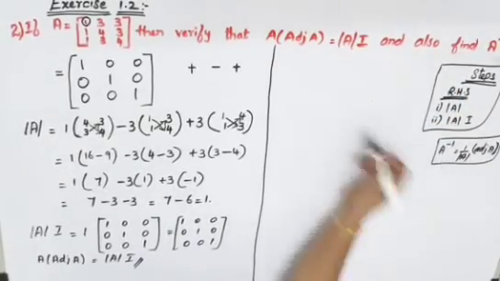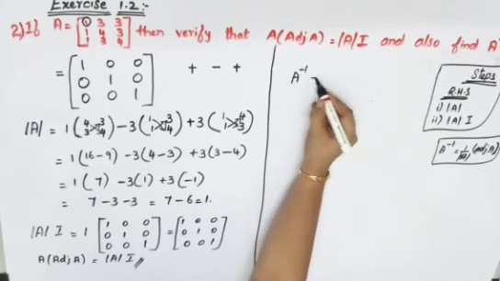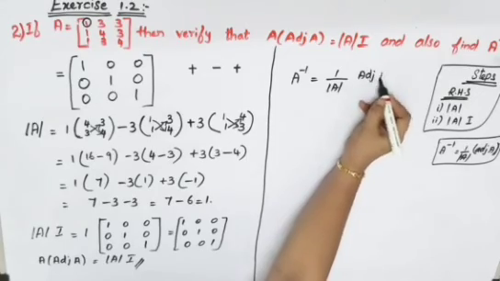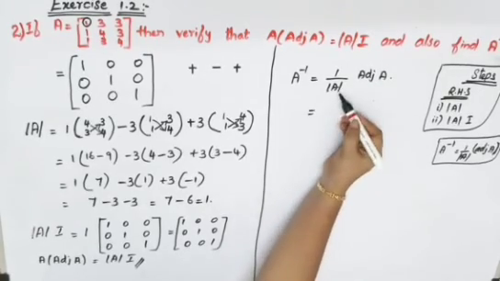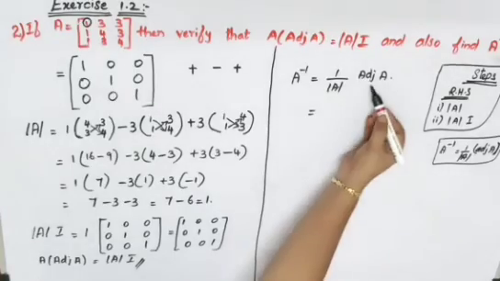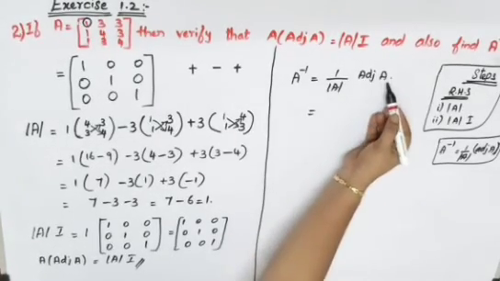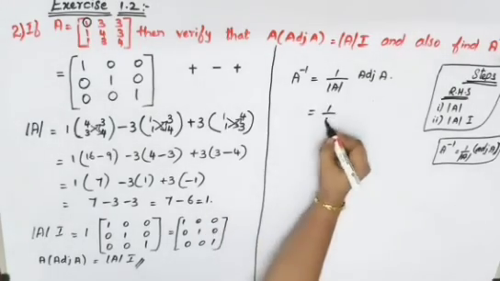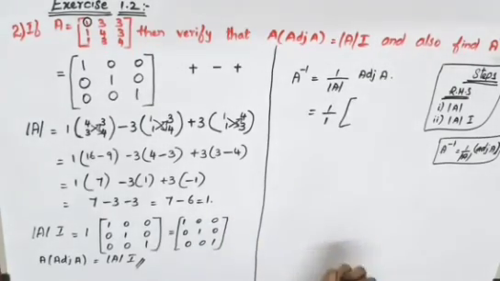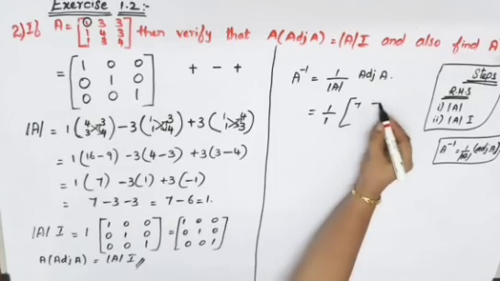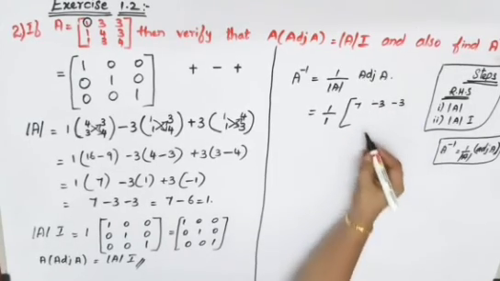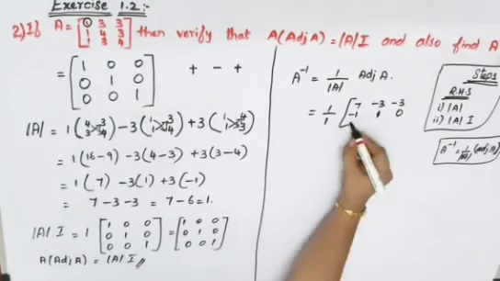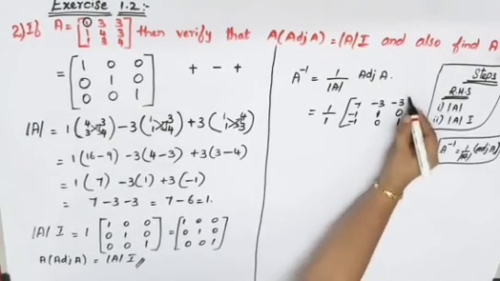So A inverse, your formula is A inverse is equal to 1 by determinant of A into adjoint of A. So we have found everything. Determinant of A you have got answer here. Adjoint of A you would have got before, the answer is there. So here 1 by determinant of A is 1. Adjoint of A answer I just write it. So it is 7 minus 3 minus 3. Again minus 1 1 0. Then minus 1 0 1.